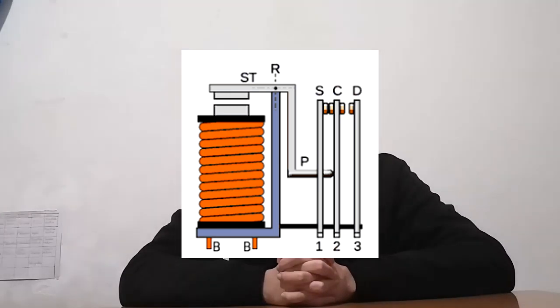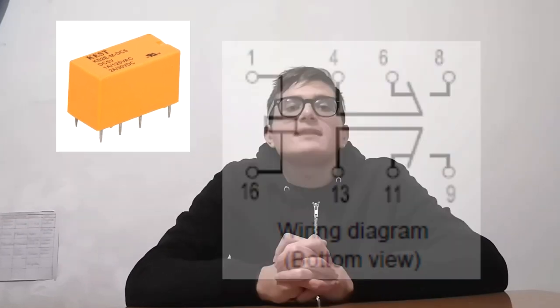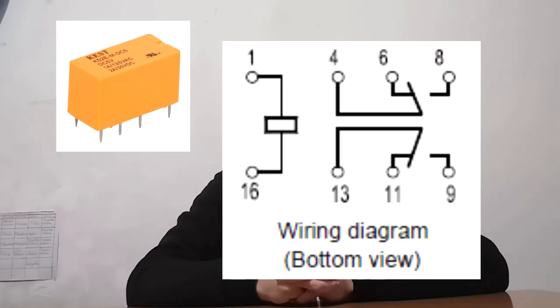The relay we used was powered by a 9-volt battery and it has 8 pins, which includes 2 switches. Pins 4 and 13 are the moving contacts of the respective switches. Pins 6, 8, 9 and 11 are the fixed contacts of the respective switches.